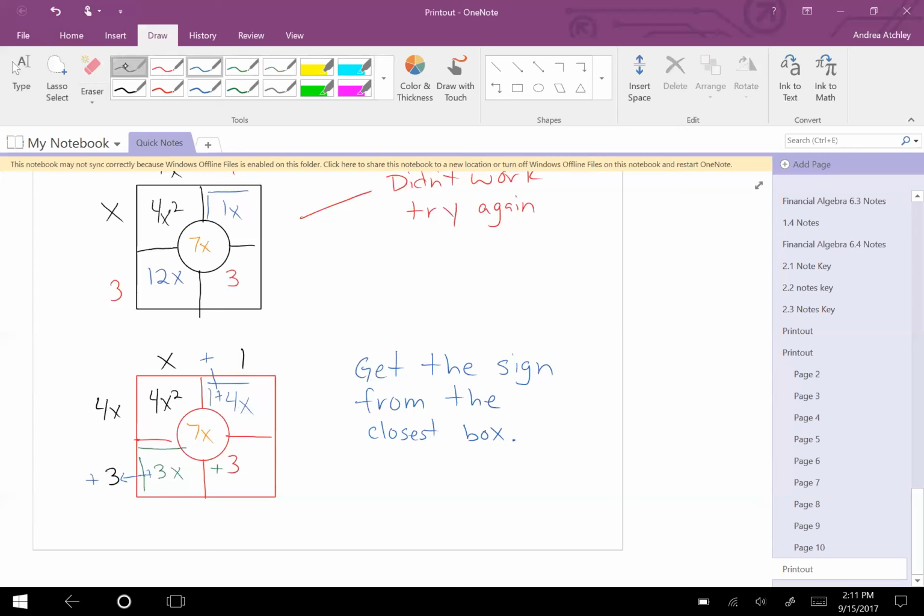Okay, so my factors, that's what we all did here, is x plus 1 times 4x plus 3. Or you can write it the other way. The 4x plus 3 times the x plus 1. Doesn't matter. Any questions over that?